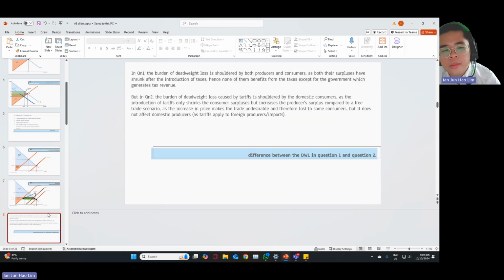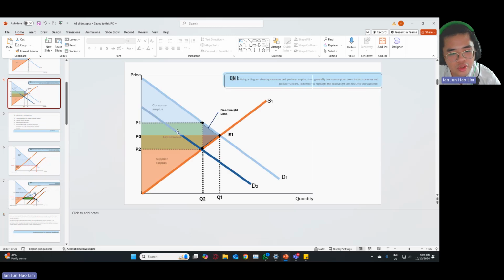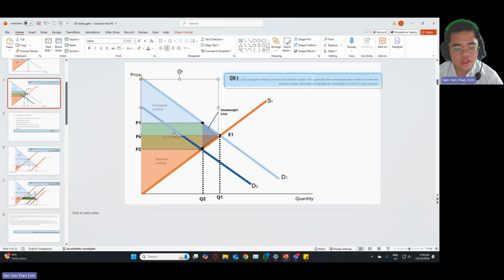So what's the difference? In question 1, the burden of deadweight loss is shouldered by both producers and consumers, as both their surpluses have shrunk after the introduction of taxes. As you can see here again, these translucent colors used to be the consumer and supplier surplus, and you can see the deadweight loss takes up a portion of both consumer and supplier surplus here.